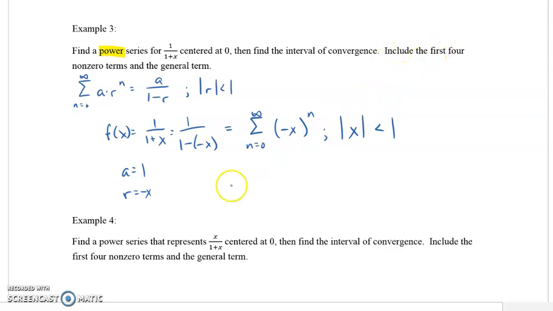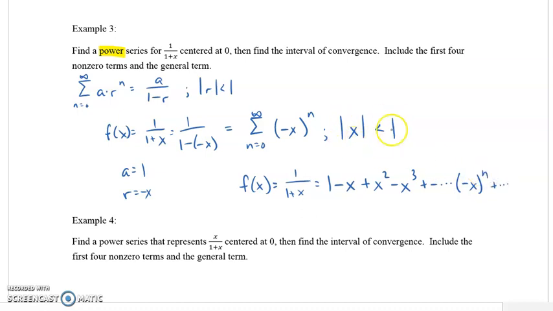Include the first four non-zero terms and the general term. So we know that f of x is equal to 1 over 1 plus x, which is equal to, well, when n equals 0, we get 1. When n equals 1, we've got negative x, because of a negative, this is going to be an alternating series. n equals 2 will give us a positive x squared. n equals 3 will give us a negative x cubed. And we'll get plus, minus, etc., until we get to our nth term. And we're going to continue to add forever and ever, provided that the absolute value of x is less than 1. We know that these two are exactly the same. And that's it. We're done.